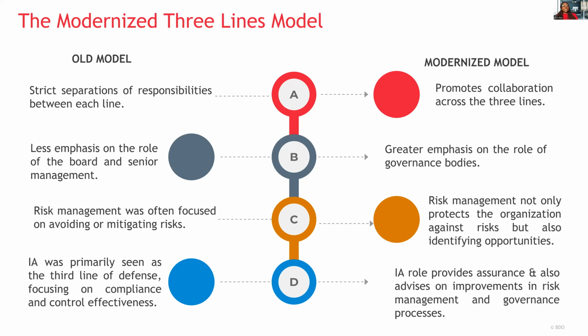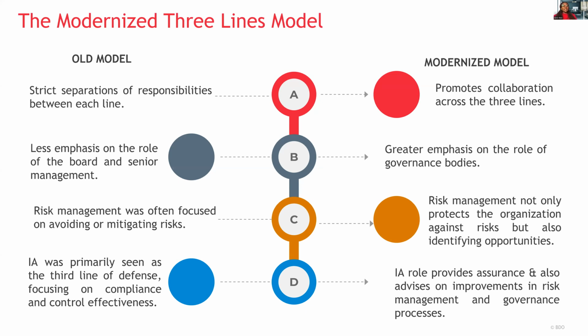The first change is the shift from strict separation of responsibilities to collaboration across 3 lines. Instead of each line focusing on its own responsibilities, everyone is now working closely. For example, risk management teams and internal audit function now work more closely with operational teams to enhance understanding and management of risks.